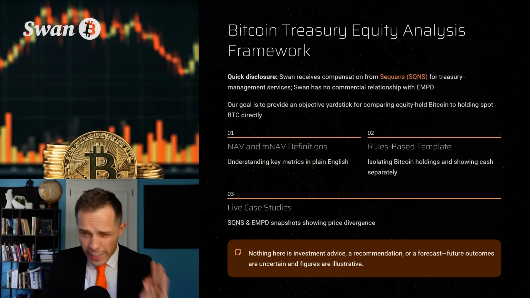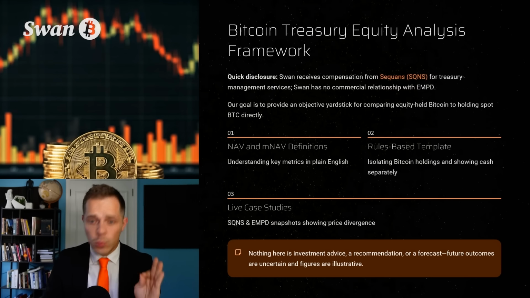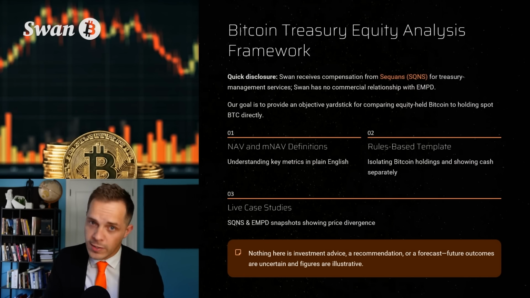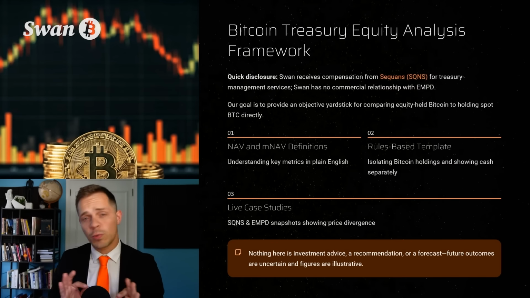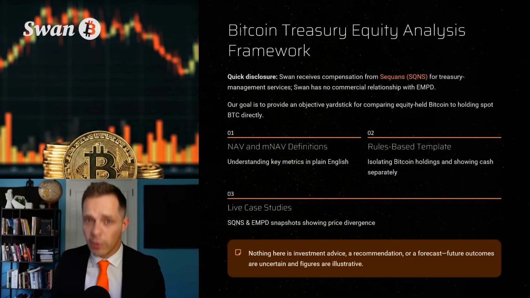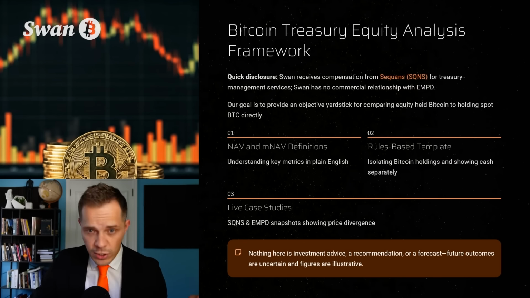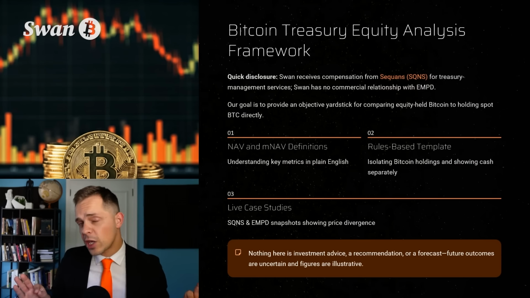Before we jump in, a quick disclosure for everyone listening. Swan Bitcoin is currently providing Treasury management services to Sequans. Swan does not have any commercial relationship with Empory Digital Mobility. EMPD is only included as an additional real-world illustration. So we're going to be going through a purely educational walkthrough.